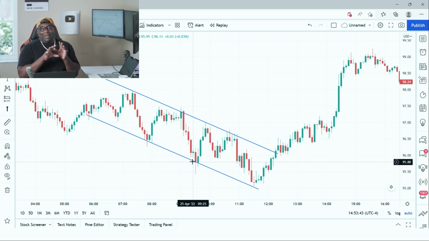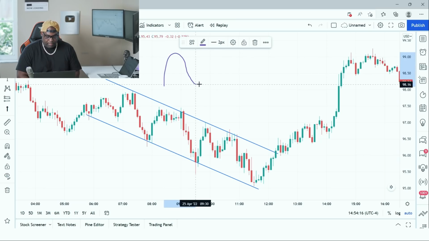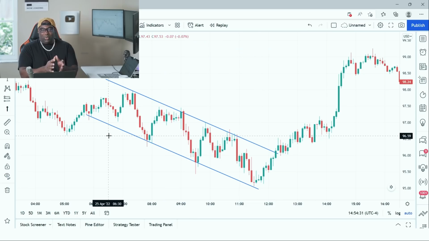And I want you guys to understand that this channel is just a range, okay? Right now it's slanted down, right? But if you take that channel and turn it straight, you would notice that it's just a range. It will look like this, a range. And when the market is in a range, how do we play the range? We play the tops and we play the bottoms. So that's all the channel is. So when I see the market in the channel, I'm willing to play both sides.